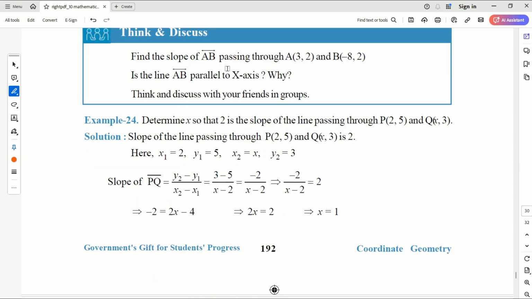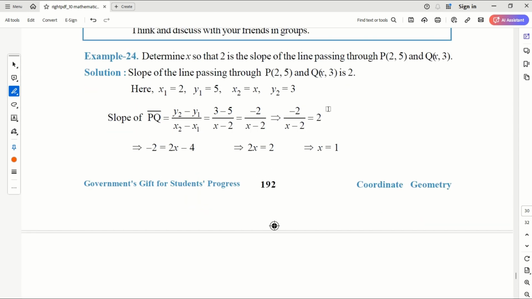Now another section. Here y coordinates are not changing, so the slope is 0, which is tan 0. This is parallel to the x-axis, because the y coordinates are not changing. Now some examples here.